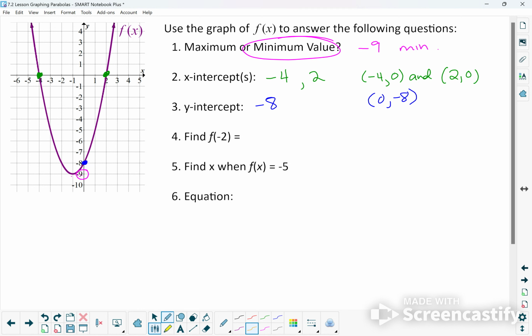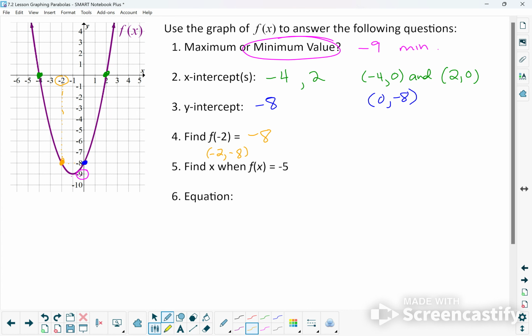Okay, our next question asks us to evaluate or find f of -2. So we're looking for the y value that goes with an x value of -2 for this graph. So here's the x value of -2, and we can see that the y value is right here at -8. So our answer to question number 4 is also -8.